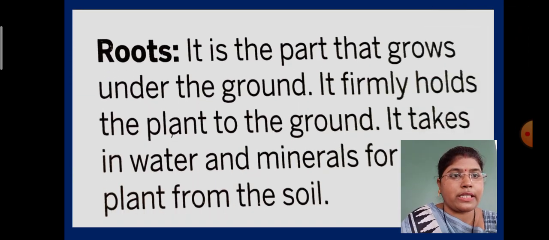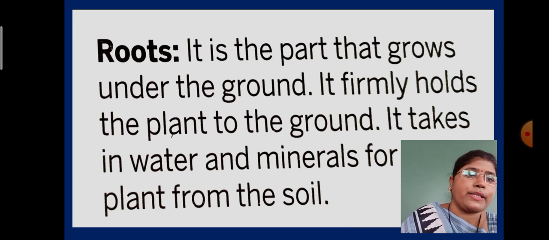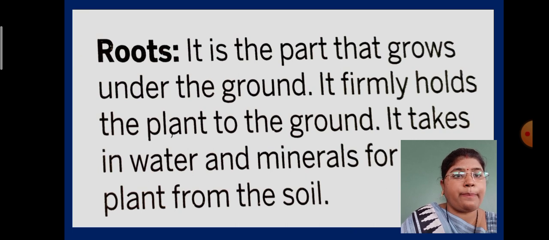Now only we have discussed the roots. It is the part that grows under the ground. Stem grows above the ground and roots grow below the ground. It firmly, means strongly, holds the plant to the ground, and that's why the plant cannot bend like this, okay. So it holds the plant to the ground. It takes in water and minerals for the plant from the soil, which we have already discussed now only, okay.